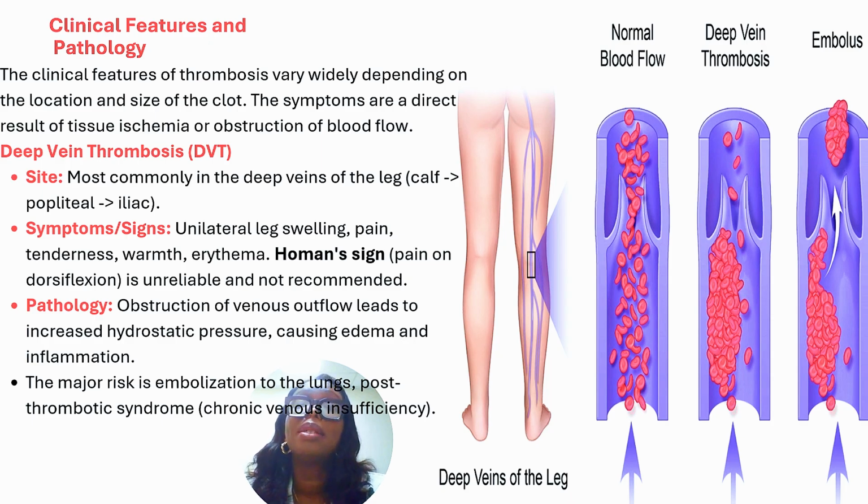And then the symptoms are mostly unilateral leg swelling, pain, tenderness, warmth, or erythema. And then you have what we call the Homans sign, which is pain on dorsiflexion. But this is very, very unreliable and most times not recommended. Then pathology, obstruction of venous outflow leads to increased hydrostatic pressure, causing edema and inflammation. And then the major risk is embolization to the lung. When the thrombus dislodges and becomes an embolus and gets to the lung, it can cause pulmonary embolism.